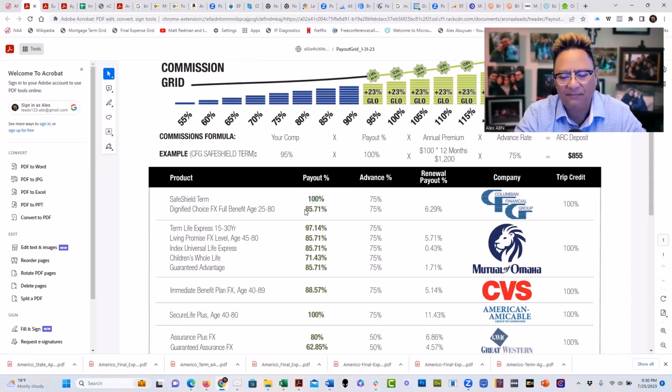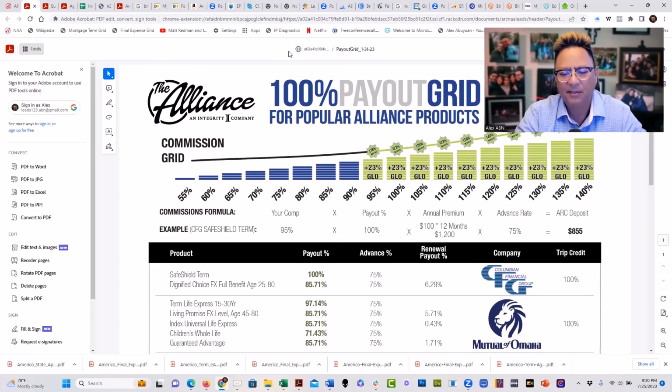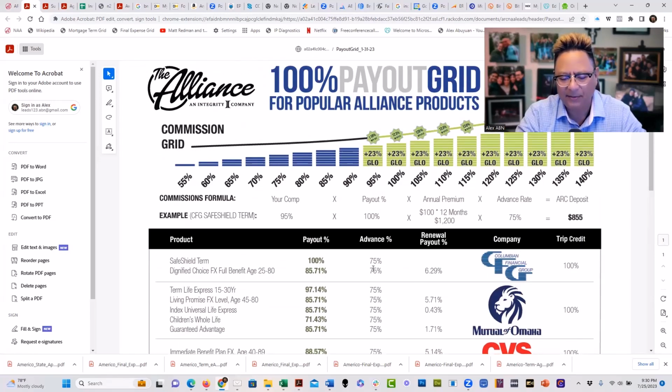But if you wrote the whole life policy, 85.71% is commissionable. So if you wrote an $85 a month whole life policy, it's $1,000, and the commissionable premium is 85.71% of that. Then you apply your commission rate, and this is at the 100% level. But let me show you really what all that means.